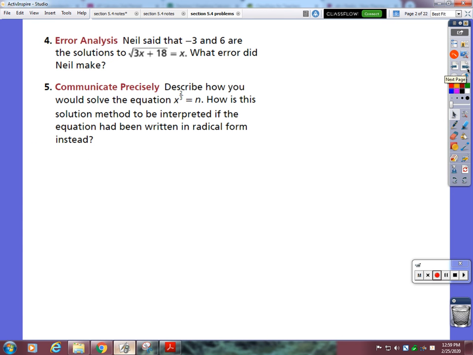4, 7, and 24. Okay. Anybody know what Neil did wrong? Wait, you guys all did this problem. Nobody asked for help on it. The -3 is extraneous, yeah. Because if you plug the -3 back into the original equation, you'd have a -3 right there. And you can't take a square root of a number and get a negative answer.